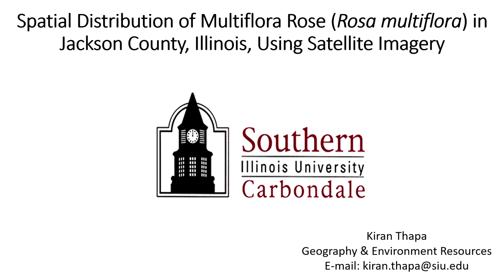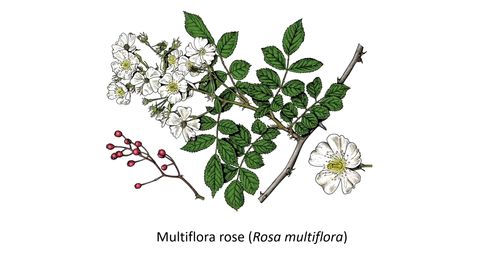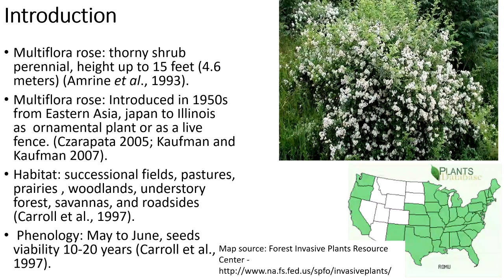Today my topic is the spatial distribution of multiflora rose, whose scientific name is Rosa multiflora, in Jackson County, Illinois, which is Southern Illinois, using satellite imagery. The plants look like this: thorny, with white-gray flowers, and the seeds look almost red, pinkish red.